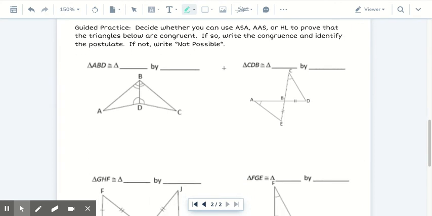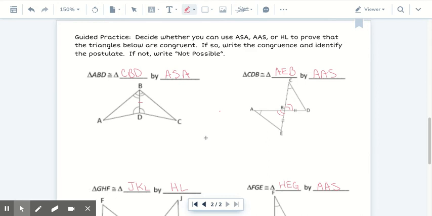All right, so there's a little guided practice on these. For each of these, you're to determine whether you can use angle, side, angle, angle, angle, side, or hypotenuse leg to prove that the triangles below are congruent. If you can, then you'll finish the congruent statement that's here. But if you can't, then you write not possible instead. So this would be a good place to pause the video and see if you can figure out whether or not these triangles that are given are congruent, and if they are, write the congruent statement.